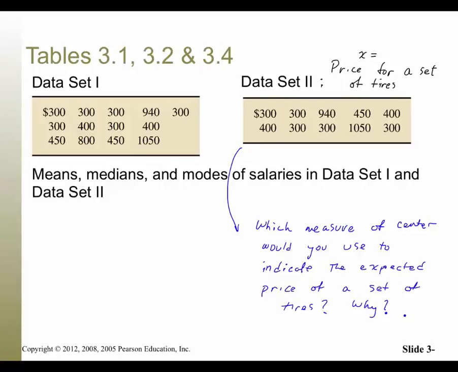Okay, I have a follow-up question for data set 2. Which of the 3 measures of center, the mean, the median, or the mode, would you use to indicate the expected price of a set of tires? Why? That's the follow-up question. So if you wanted to say, this is what you expect to pay for a set of tires, which one of those 3 measures of center would you use? And why would you pick that one?